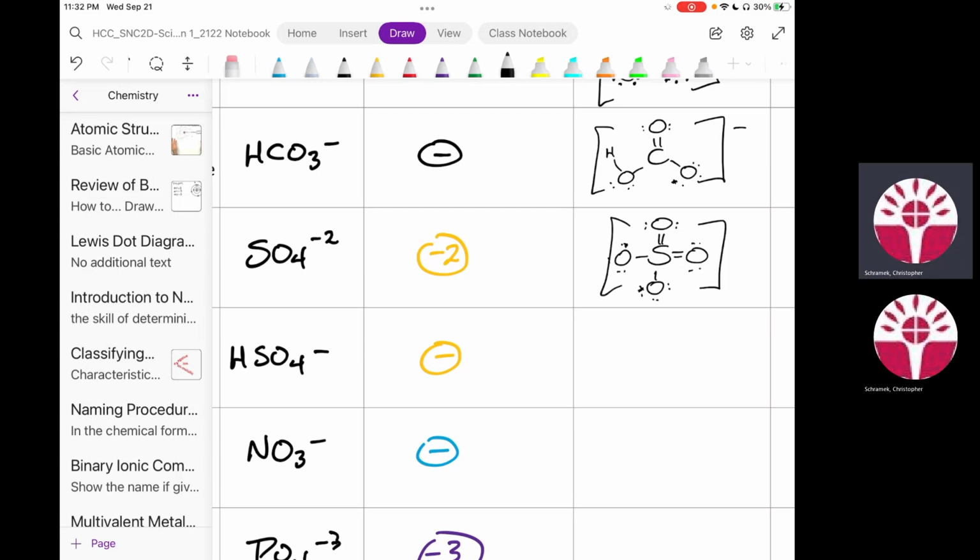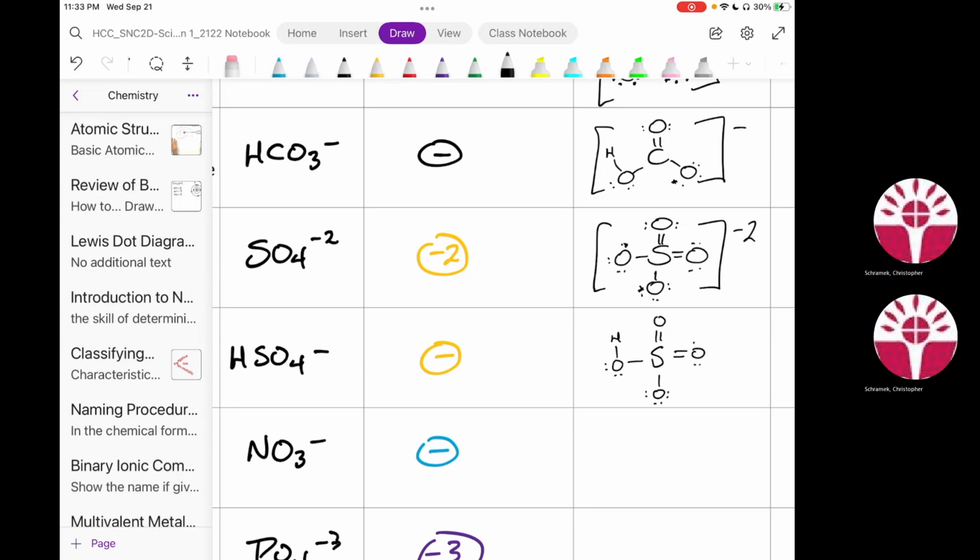Throw a bracket around it. Oops, that one, the bracket came in there a little too close. There we go. -2. All right. Similar situation, right? So bisulfate, single bond, but attach a hydrogen there. 1, 2, 3, 4, 5, 6, 7, 8, 9, 10. And I'm not even going to bother showing which electron's causing the overall negative charge on that thing.